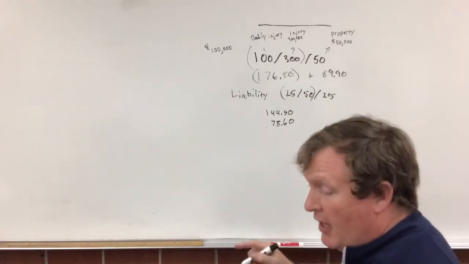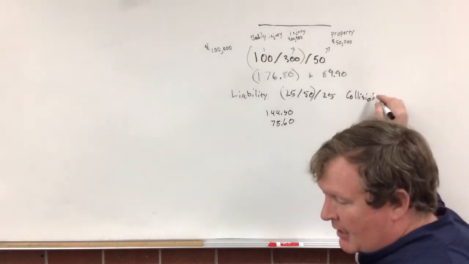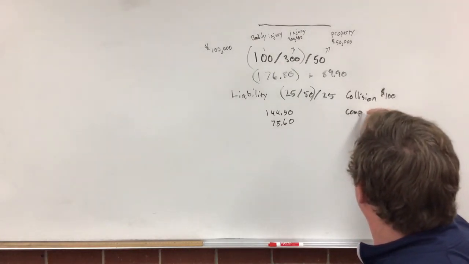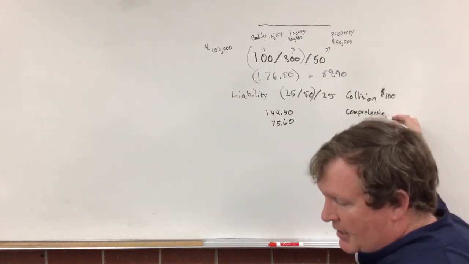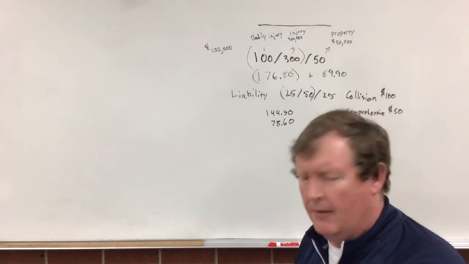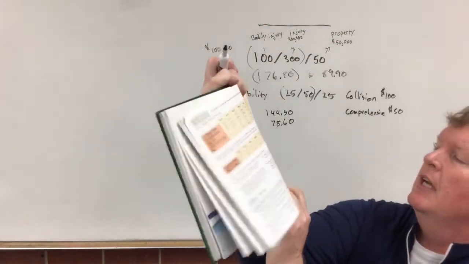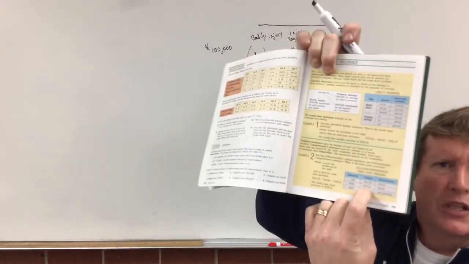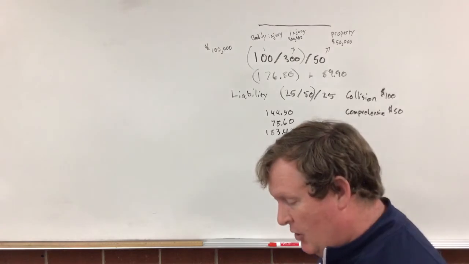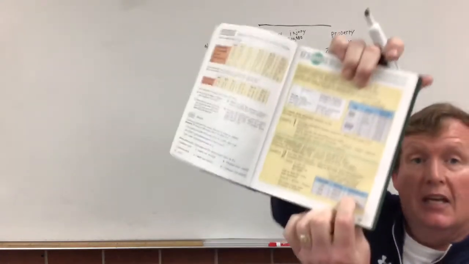Now, we're not done, because number one also talks about collision at a $100 deductible and comprehensive at a $50 deductible. So let's go back to page 175. You're going to have to do a lot of flipping today. You can see the collision at $100. You go to the $100, you find collision, and that is $183.42. So I add that to my list. Then I'm going to put one more down there: the comprehensive at a $50 deductible, which would be $72.65.